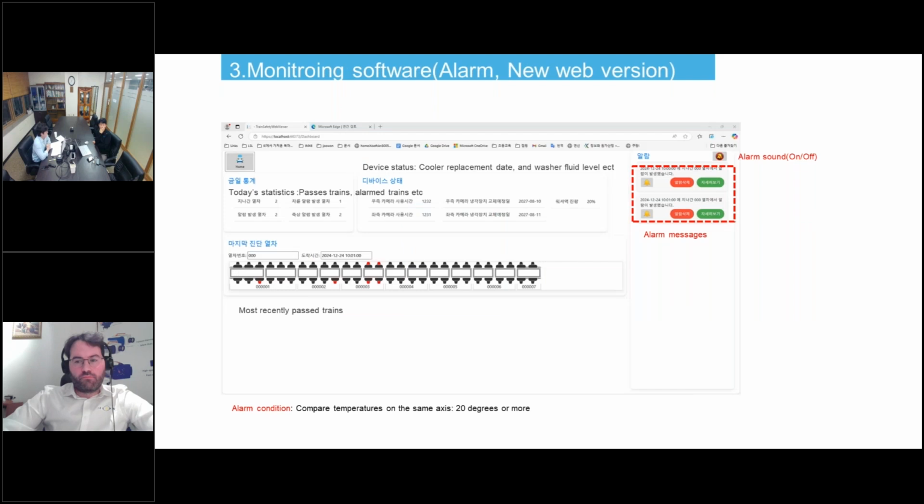And lastly, we can also get the alarm like this, and we can check today's statistics, how many trains passed by, and how many alarms we got today. And there is also the device status like cooler replacement data and washer fluid level, etc. Our system is very advanced and high technology, and using the Telops is very thankful.